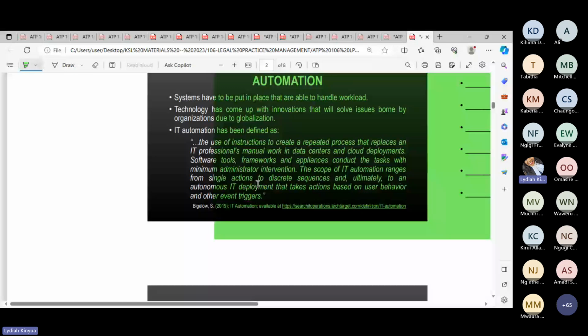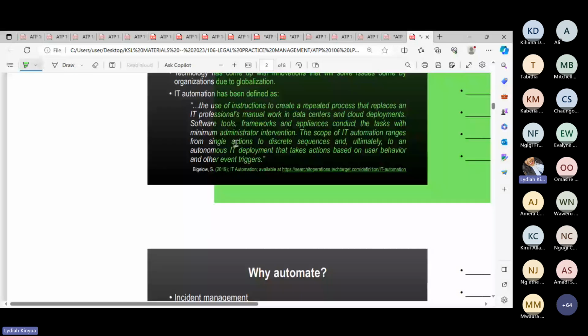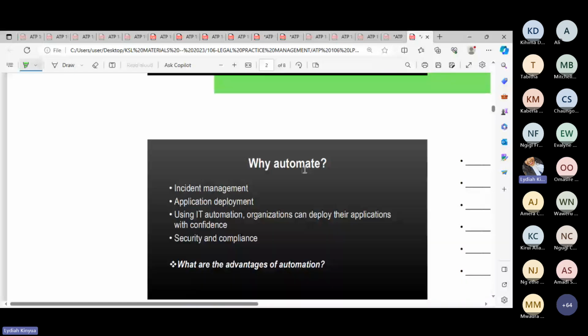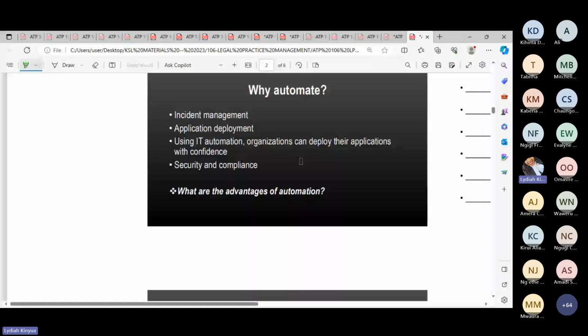Or if you decide to send weekly client care letters, it is done automatically. You just insert the information, this is the file, and then you write what you want to inform them about, and it is auto-generated for you. You just say, and it sends for you. That is automation. Of course, you will have to use that language: use of instructions to create a repeated process in order to replace manual work in data and maybe cloud deployment. So your work is uploaded automatically after you're done to a particular cloud, and everybody has access to your work after you finish.